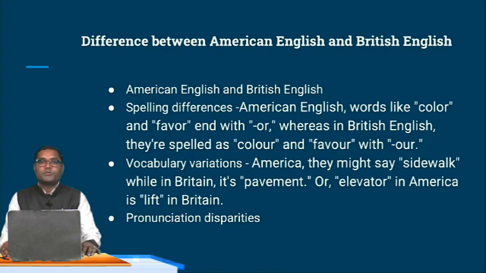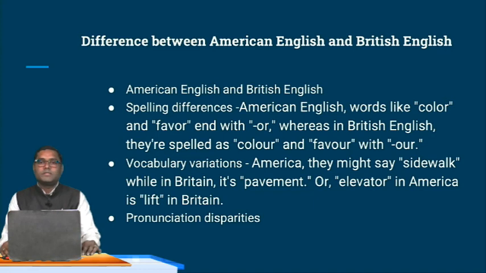So let's begin with the very first point, that is difference between American English and British English. Now, in previous term, you came to know about the different varieties of English language. I mean, you know that English is having different varieties, that is American English, British English, Australian English, Canadian English, Indian English. So, today we will discuss about the basic difference between American English and British English.